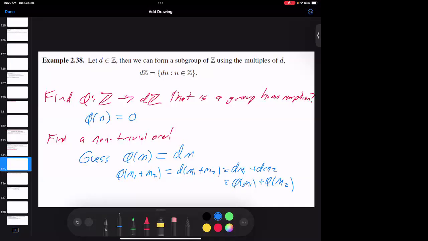Is instead of measuring things, if d equals 3, instead of measuring things in yards, I'm now measuring things in feet. So this would be a non-trivial group homomorphism. It's not very exciting, but it shows you that these sets really are the same if I just change my identifications.